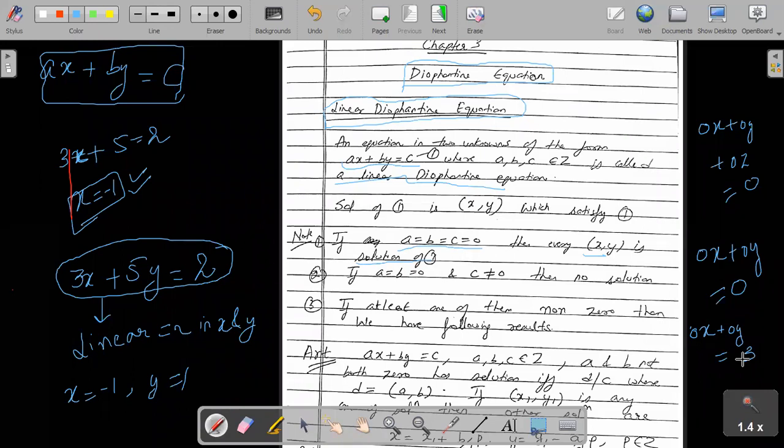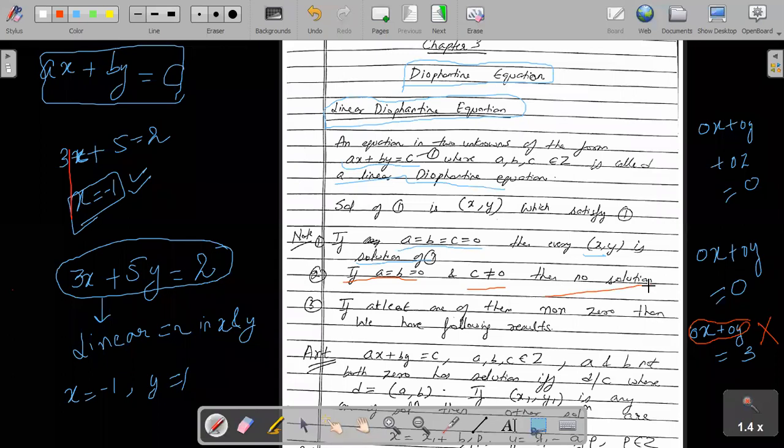No solution, you see, because the left hand side is 0 into x plus 0 into y. So the left hand side is 0 and the right hand side is 3. Obviously 0 can never be equal to 3. So this equation has no solution. So you see, this is the second point which I have written. If a is equal to b is equal to 0, so if the left hand side is 0 and the right hand side is c, where c is not equal to 0, then there is no solution.